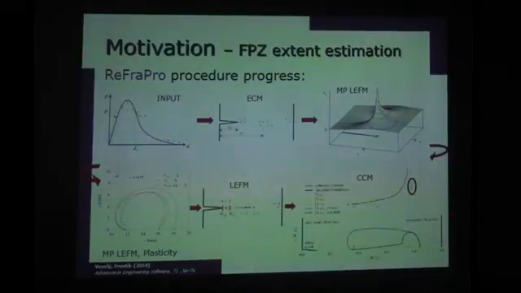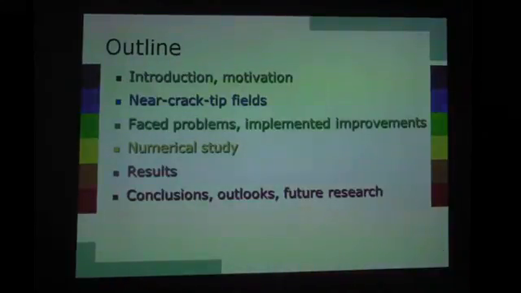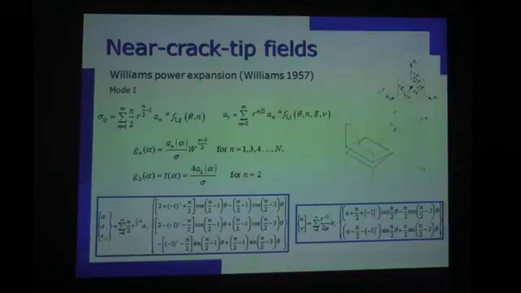So in our procedure, we are typically trying to estimate the size and shape of the fracture process zone during the whole process of fracture propagation of those cementitious, mainly cementitious, materials. So, as I said, I will focus just on the crack tip description and the estimation of the coefficients of those higher order terms of the Williams series, which is shown here.